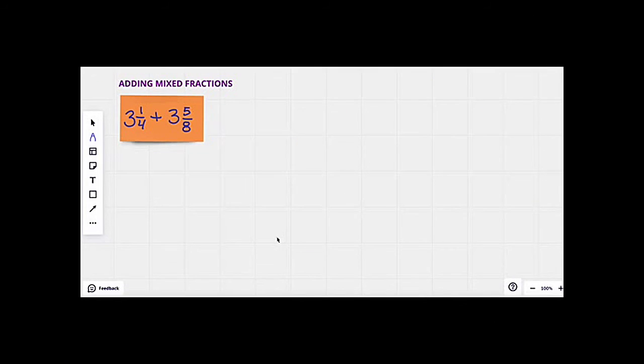Okay, now let's look at the other way that we could add mixed fractions. The other way is by adding the whole numbers on one side and adding the fractions on the other side and then joining them together. So let me get my pen. All right, we are ready to go. So we've got here 3 1/4 plus 3 and 5 over 8.